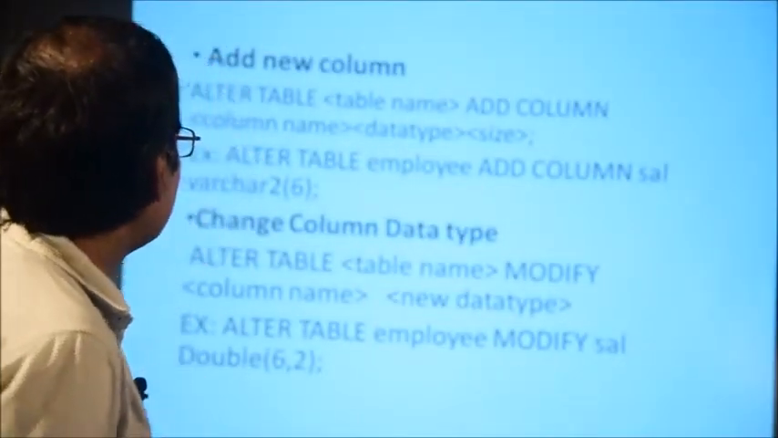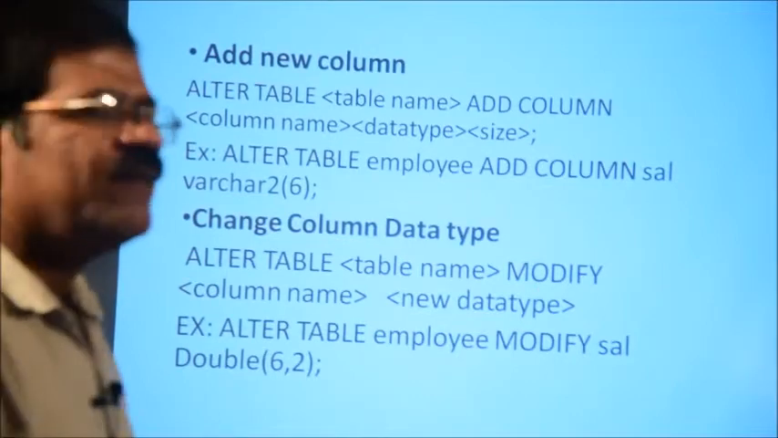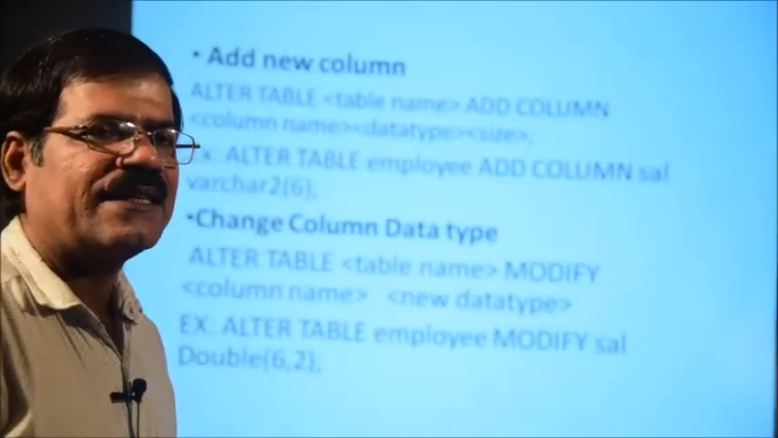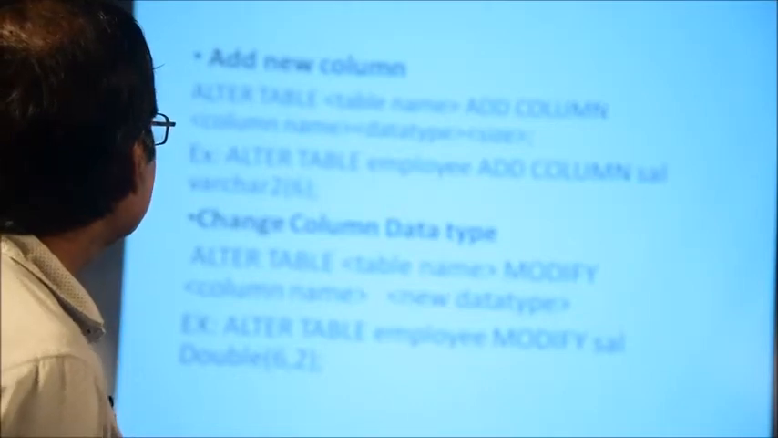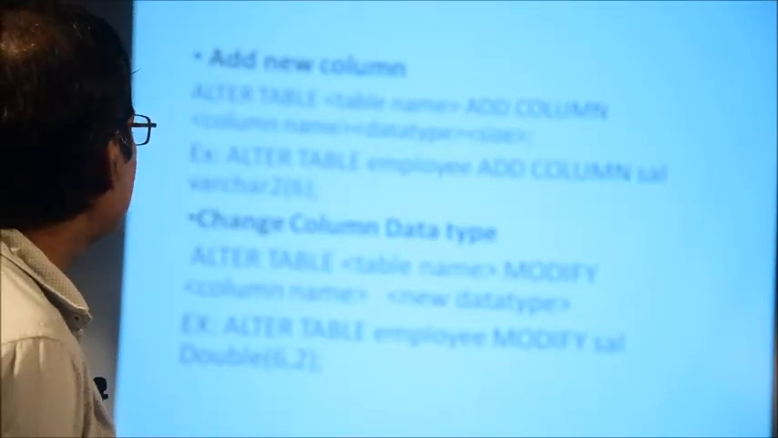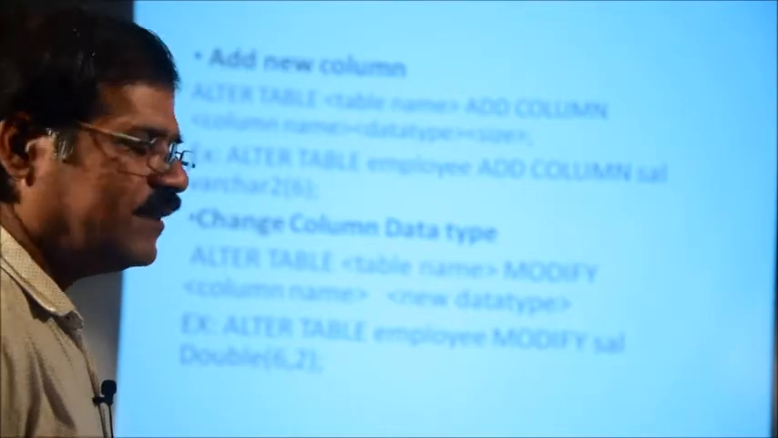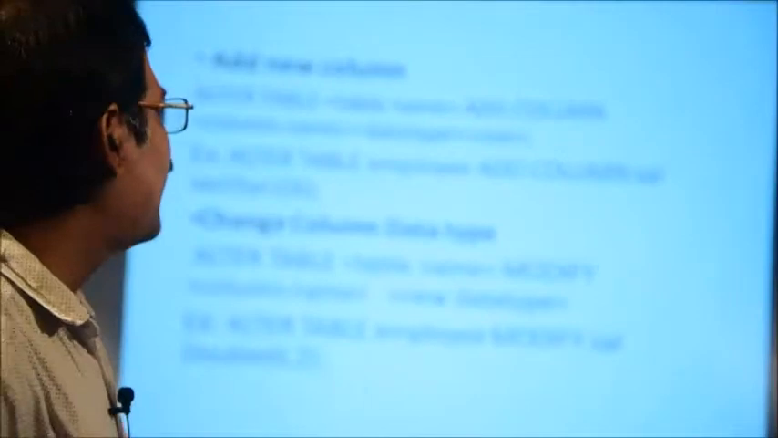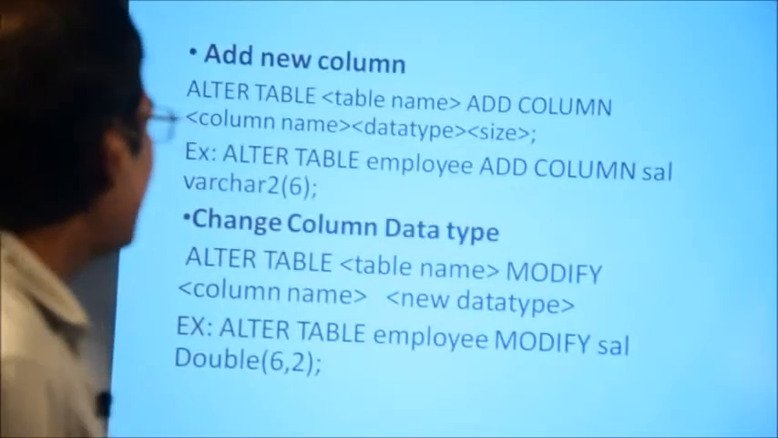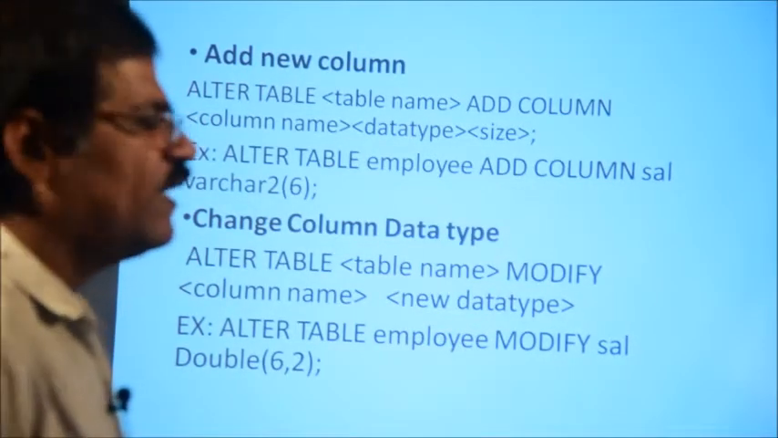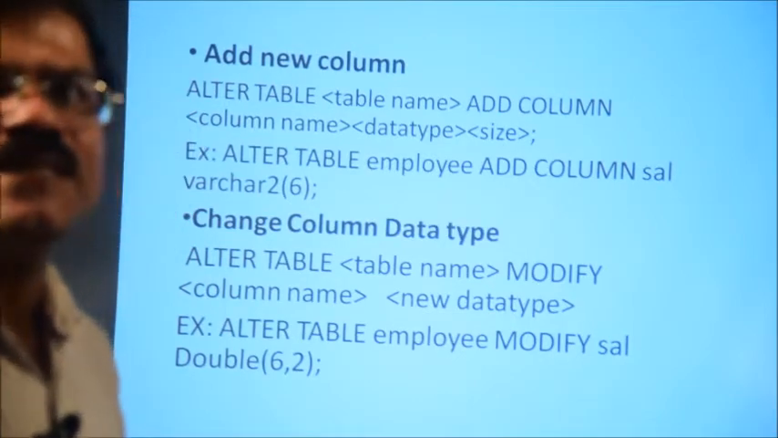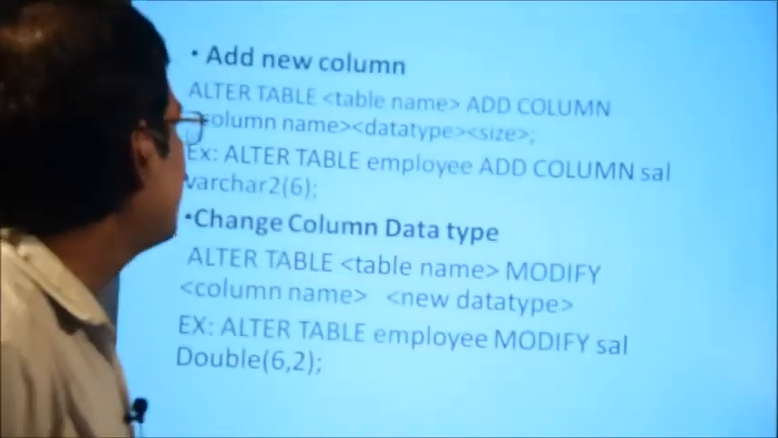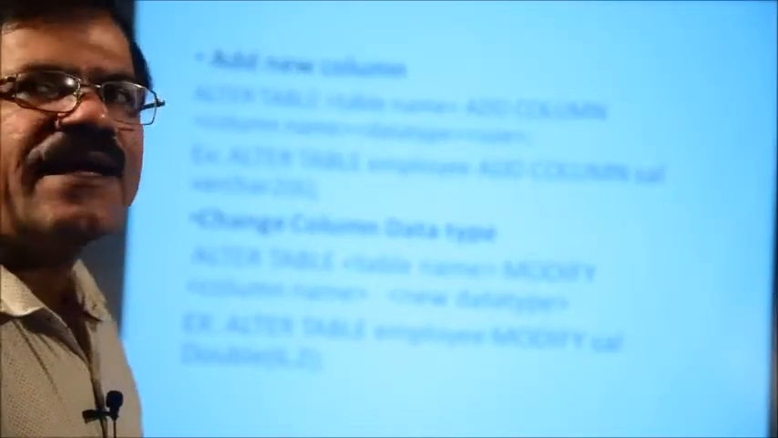Similarly, I want to add a new column, a new column added to an existing table. The syntax is like this: alter table, table name, add column. If you delete, you write drop. If you add a new column, you write add. In place of drop you write add. Alter table, table name, in which table I want to change, you write the name of the table. Then you add a new column: add column, column name, and its data type and size.